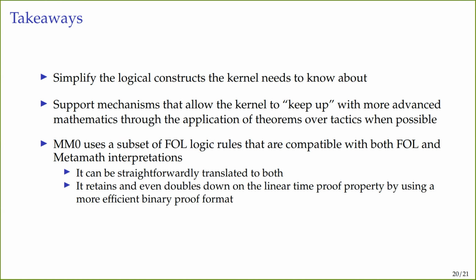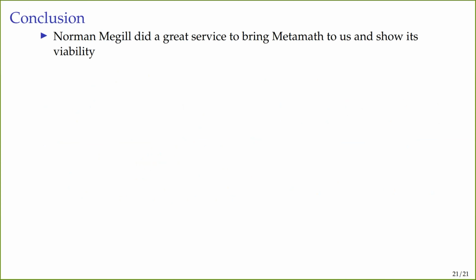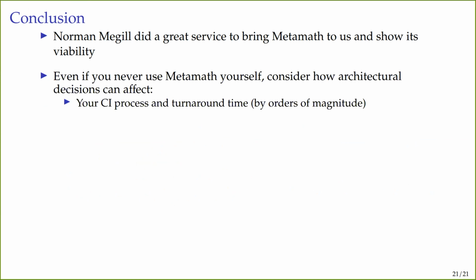It doubles down on this linear time proof property by using a more efficient binary proof format. It eliminates some of the excesses that are needed for term construction, and other things like that. So this linear time proof property is making fewer assumptions than the Metamath version. Norm Megill did a great service to the world by bringing Metamath to us and showing that it's actually viable for proving mathematics in the large.